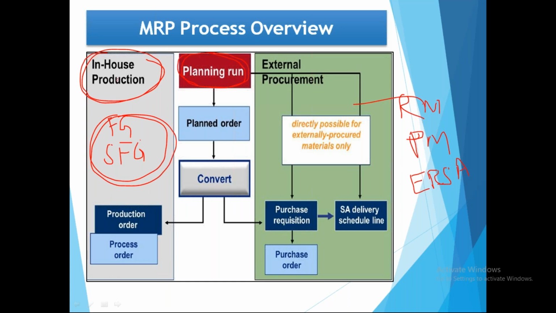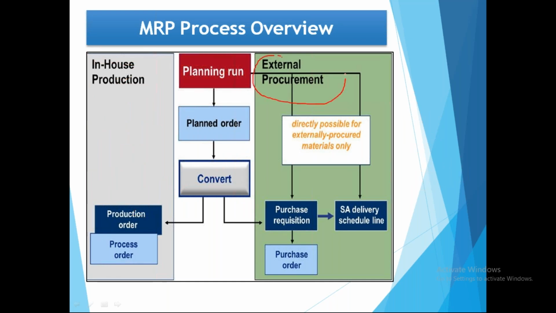Okay, so for the in-house production materials, whenever you run MRP, if the stock is not there as per the requirement, system will generate a planned order, and this planned order will be converted to production order. This comes under the scope of PP module. Whereas in case of externally procured materials, system directly creates a PR, purchase requisition, and this purchase requisition is converted to purchase order. This already we have discussed in our previous classes: how to convert a purchase requisition to purchase order.